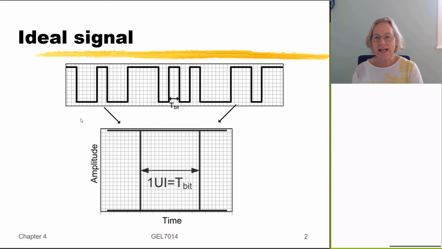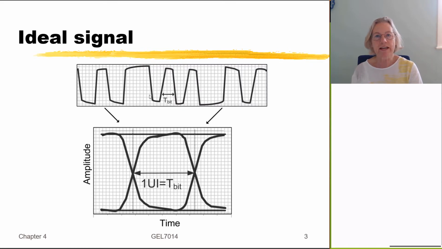Now suppose that I did not have perfectly rectangular pulses, but instead there was some finite rise time to them. So that same sequence of bits might look something more like this. So this would be a non-ideal signal. And if I did a superposition of all of these, this sequence of 20, one on top of each other, I might get something that looks more like this.